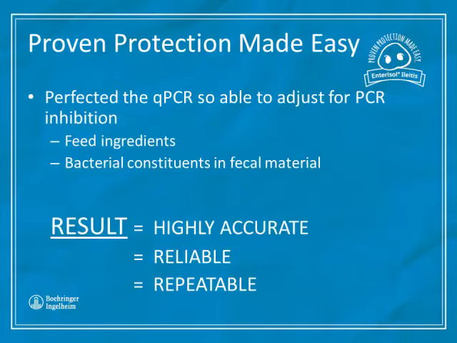Again, another way that we've made it easy is that at HMC they have perfected the qPCR, so it's able to adjust for inhibition. And inhibition is just, it will interfere with the amplification of the genetic material, so you're unable to read the PCR, you'll get a false positive or a false negative. So feed ingredients or other bacteria that are present in the fecal material can interfere with it. So by doing that though, we've made our test highly accurate, highly reliable, and repeatable.